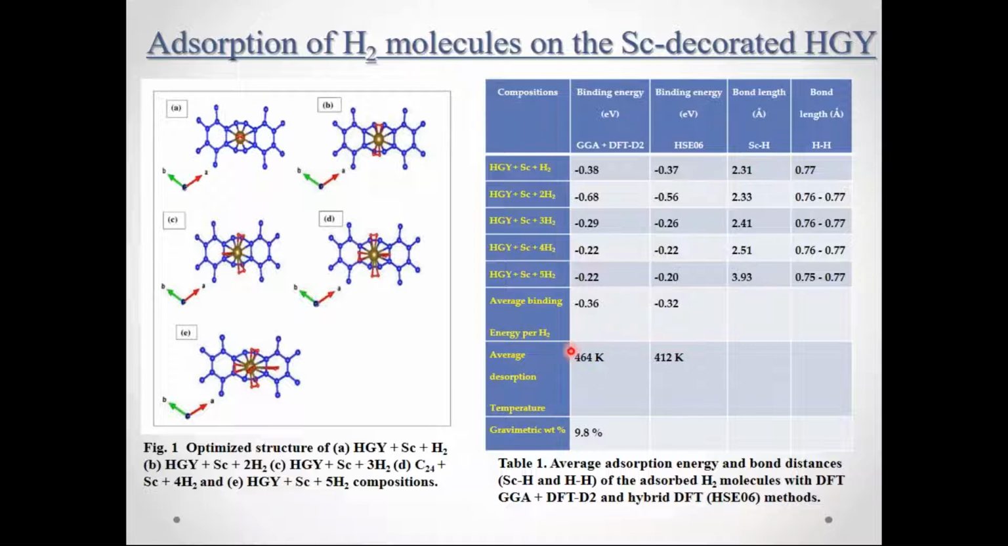And the desorption temperature corresponding to these binding energies is also very suitable for the reversible storage of hydrogen. We have found that each metal atom adsorbed on the holey graphene structure can bind 5 hydrogen molecules, which will lead to 9.8 weight percentage of hydrogen. That is far greater than the DOE requirement of 6.5 percent.